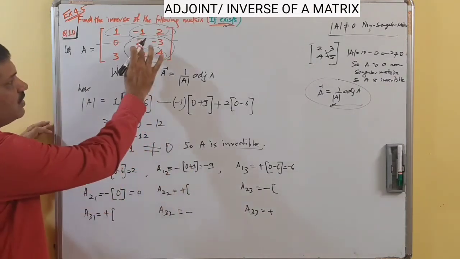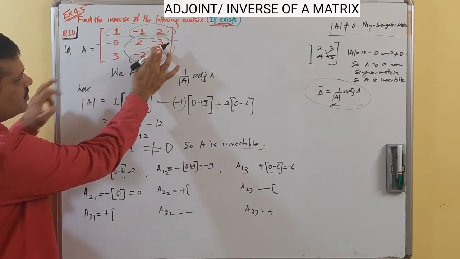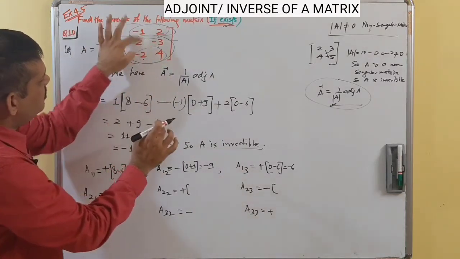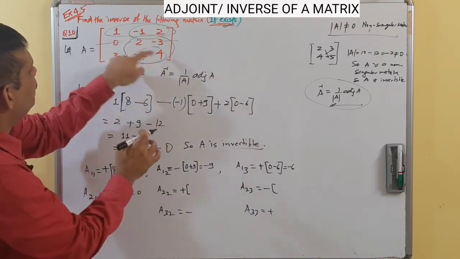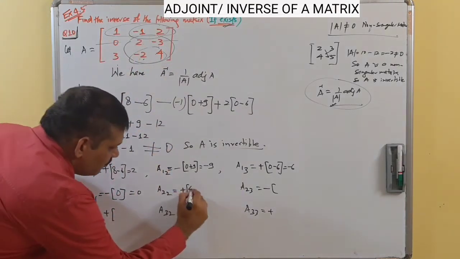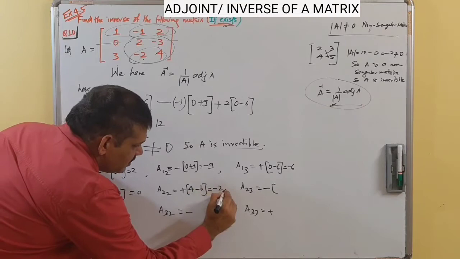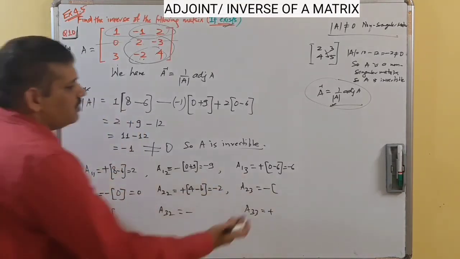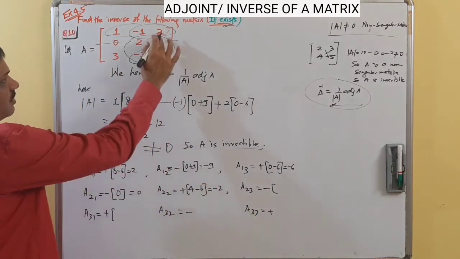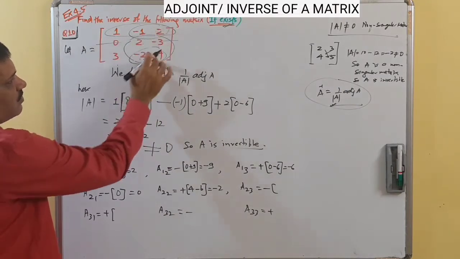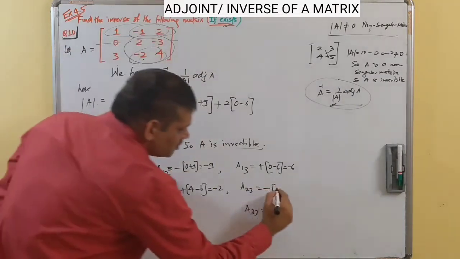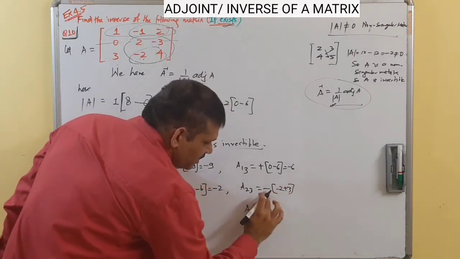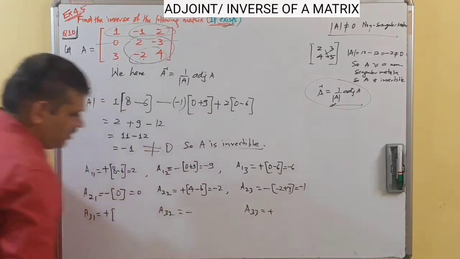Here A22, for this element we will eliminate this row and this column, so the remaining is known: 1 times 4 minus 6, which is obviously minus 2. Now for this A23, I will delete this row and this column, so 1 into minus 2 plus 3, and this negative sign will give me minus 1.